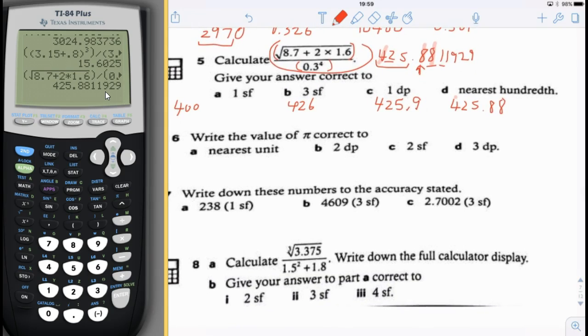Write the value of pi correct to the nearest unit. Remember, the first few digits of pi are 3.14159. To the nearest unit would be the 3 here. Is it closer to 3 or 4? It's closer to 3.